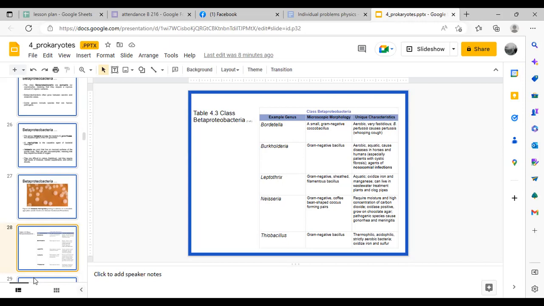Leptothrix, this is a gram-negative sheathed filamentous bacillus. So in water, it oxidizes iron and manganese. So this can be used in wastewater treatment plants and for clogged pipes. Okay, so very useful siya for the environment because it oxidizes these metals.